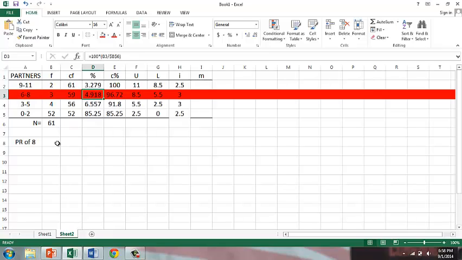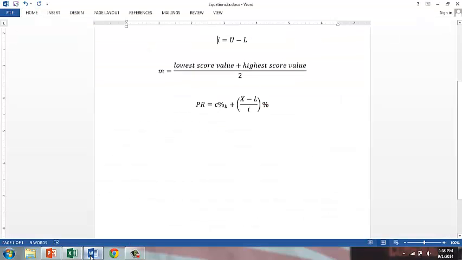This can be somewhat tricky because we have to tell Excel what order to do all of these different mathematical operations. If I were calculating percentile rank by hand on paper, I would first subtract L from X. Then I would take that answer and divide by I, then multiply that answer, everything in the parentheses, by the percentage, and then finally add that to the cumulative percentage below.